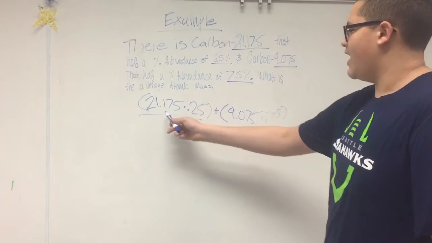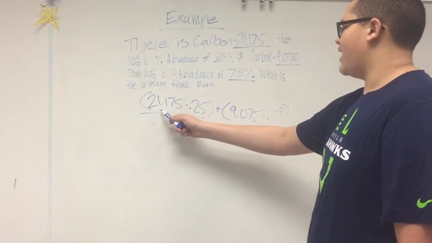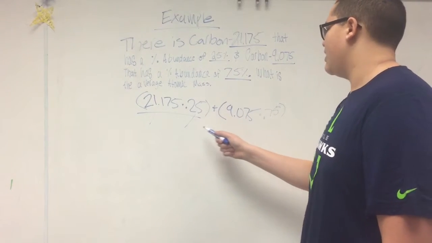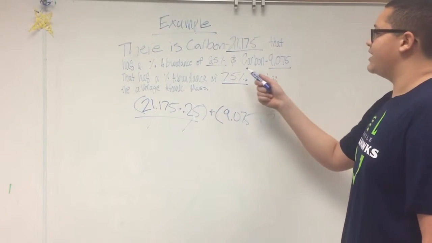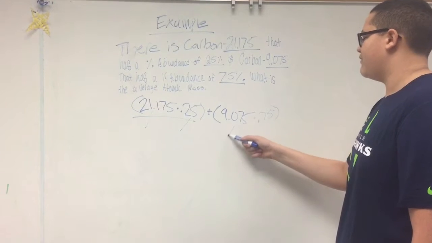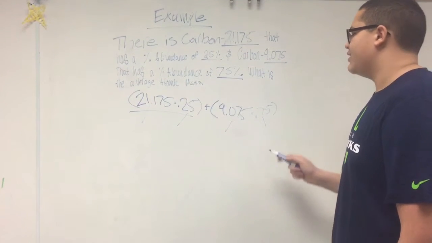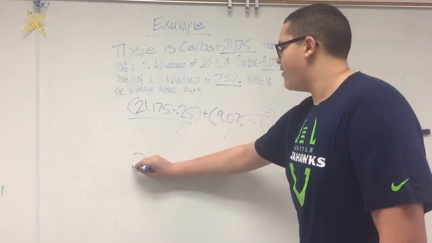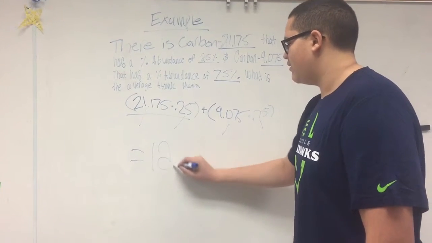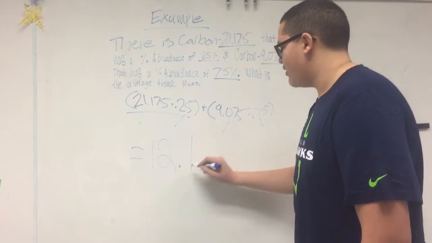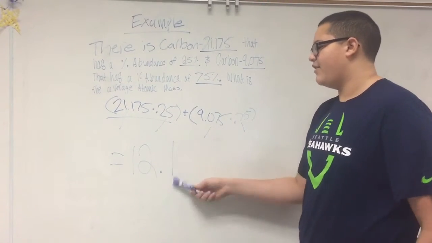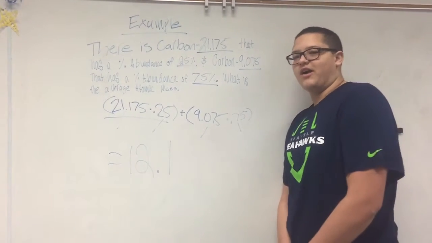So this is the atomic mass of carbon 21.175, and this is the percent abundance. This is the mass of carbon 9.075, and this is the percent abundance. So now you do the multiplication, and it comes out to equaling 12.1, which if you look on the periodic table, is the atomic mass of carbon.